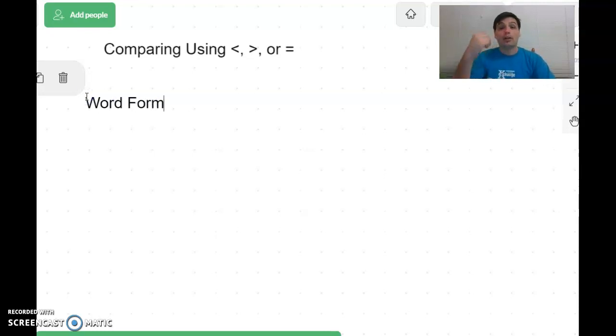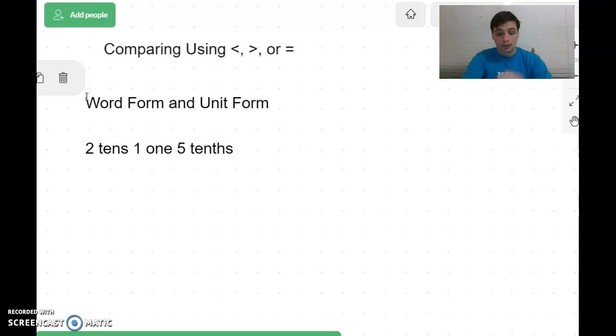That's when we have our word form and unit form. So if we have numbers in unit form, it's going to look like this. I have 2 tens, 1 one, 5 tenths. And I'm going to compare that to 4 tens, 1 one, and 9 tenths.